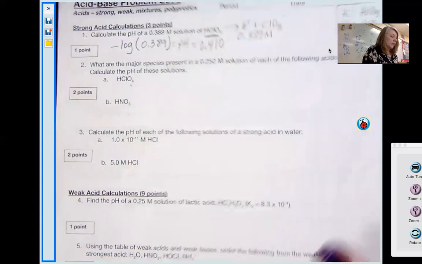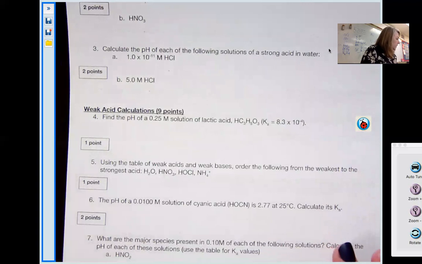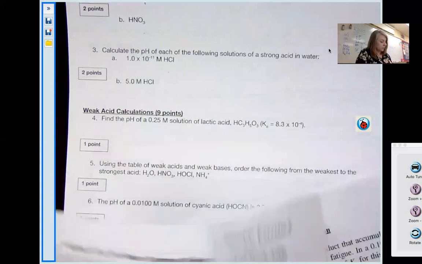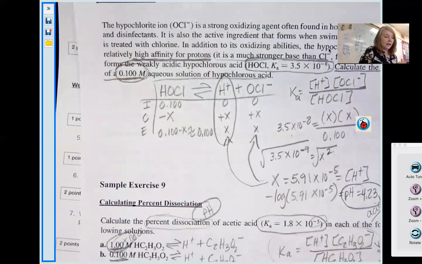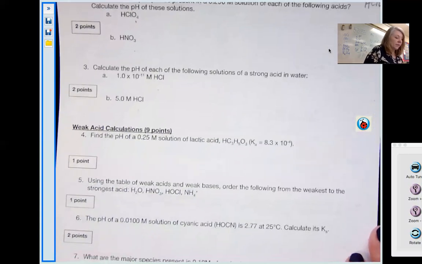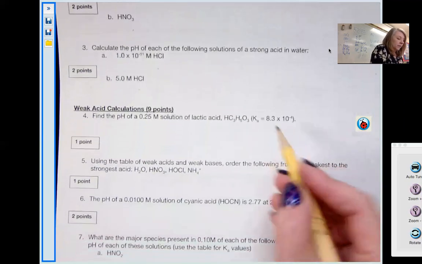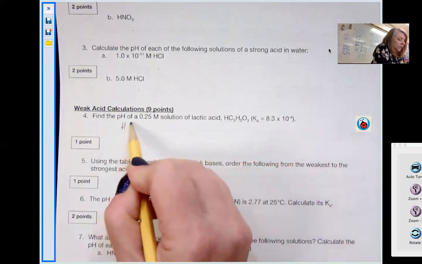When you get down to the weak acid calculations, this is like the problems that we did on our lecture guide. Let's see, we're talking sample exercises 8 and 9 on your lecture guide. I'm going to do one of these for you just to refresh your memory. So really all you have to do on your weak acid calculation is remember to go ahead and break this apart so you have an equation.